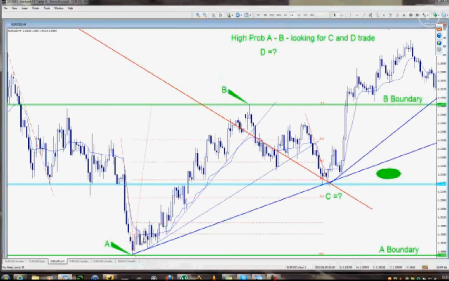Now, A, B, no C. This was going to be the C. Guess what? Price stopped and kept going. It broke this here. So no, there's no AB here now. This is indicating to you a change of trend. But understand, this leg here is only an indication of change of trend. It's not a confirmation of change of trend.